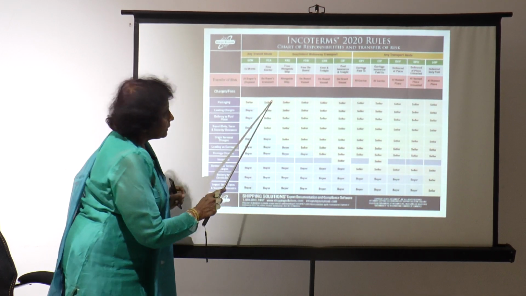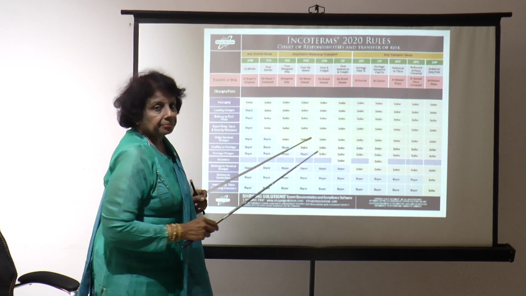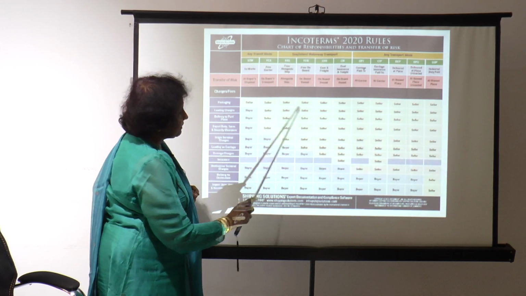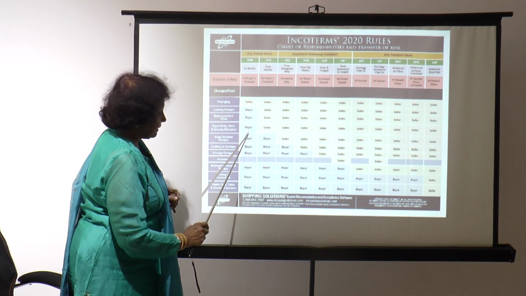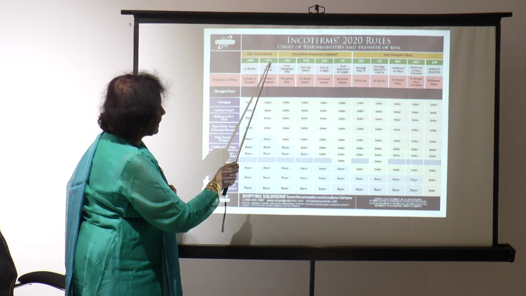So here the first row is packaging, where I am talking about the seller. In all the cases it is done by the seller. Only in Ex Works he does packaging, the rest is done by the buyer. Next we go to Free Carrier.